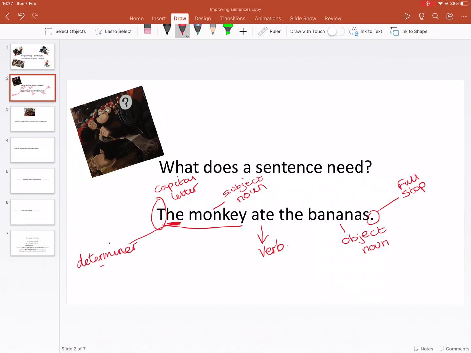Okay, so we've got our capital letter, our full stop, we have got our subject noun, our object noun, our determiner, and our verb. It's very important to have the verb in a sentence. So we'll look at another sentence. Now this is just a basic sentence that you'd probably do in Key Stage 1.